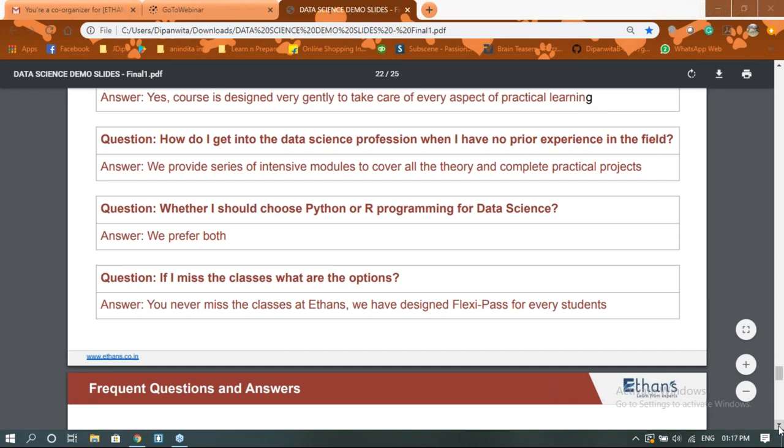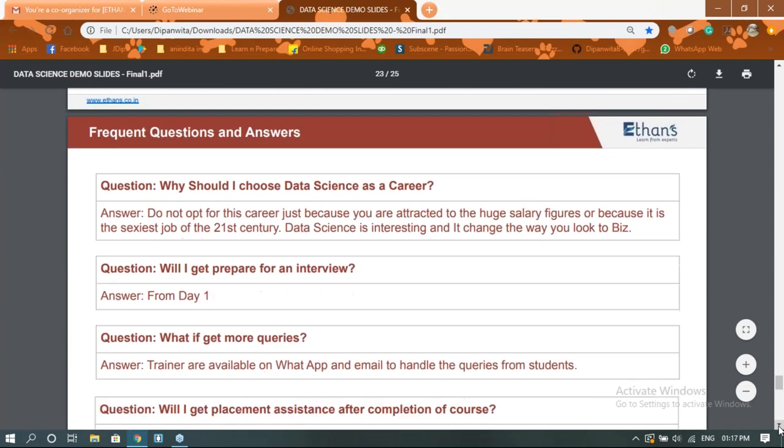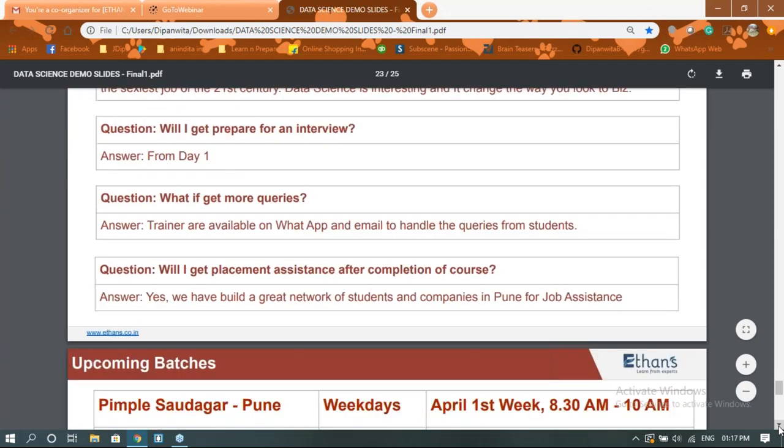Moving forward, do we see any more FAQs? Yes. Why should I choose data science as a career? We have discussed this. This is the best job that gives you one of the most exposure in terms of tech as well as business. Will you get prepared for an interview? From day one. Our course has been developed and designed in a manner to make you job ready. That's one thing that we have kept in mind.